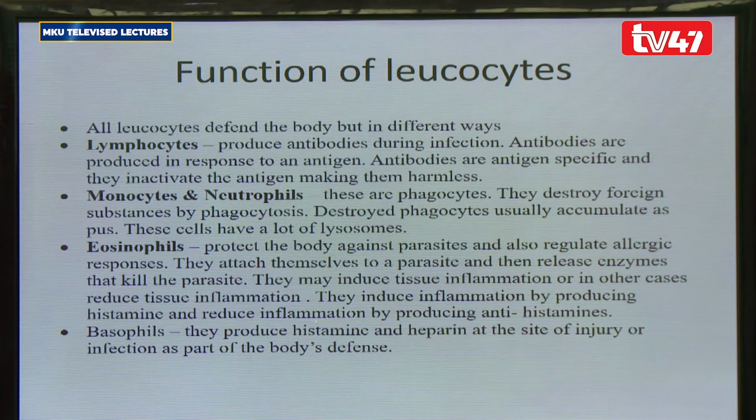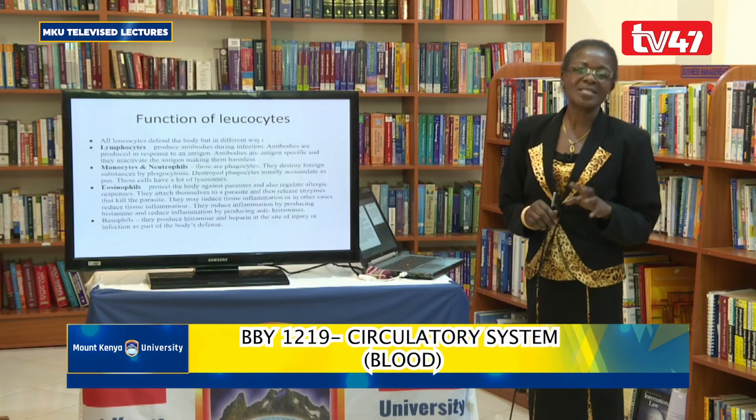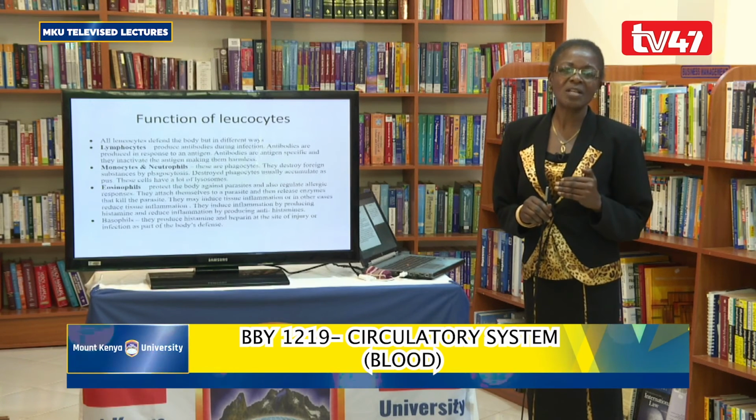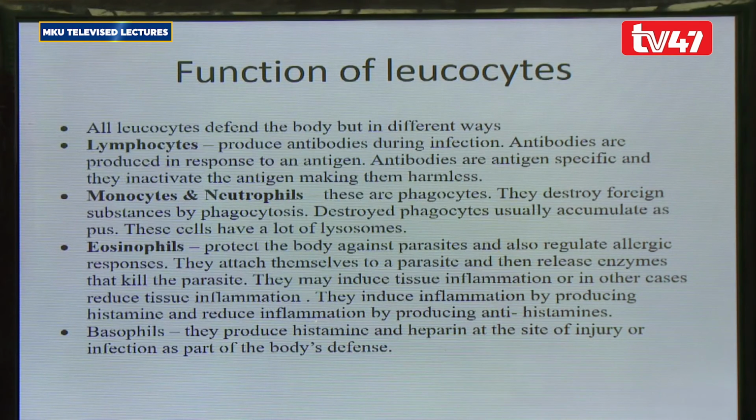So just like we said, they may be different, but they do the same role of body defense. But because they are different, they defend the body in different ways. The lymphocytes defend the body by producing antibodies, so they are very important in protecting the body against viruses or other disease-causing agents that are antigens in nature. The monocytes and neutrophils are phagocytes, and they take in solid material and destroy it by phagocytosis, making them very useful in defense against bacterial infections.